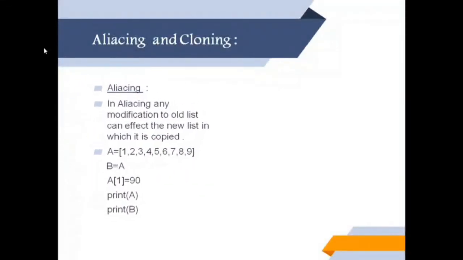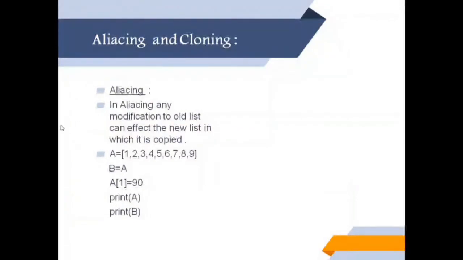Now let us learn about aliasing and cloning. First let us learn about aliasing. In aliasing, any modification done to the old value can affect the new list in which it is copied.